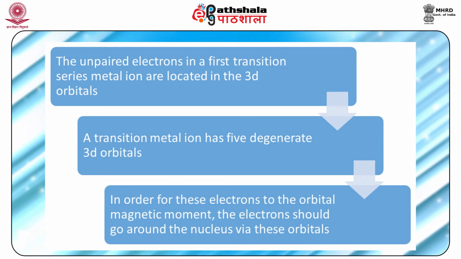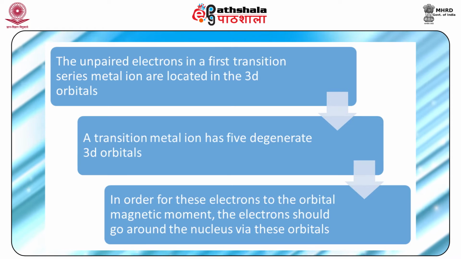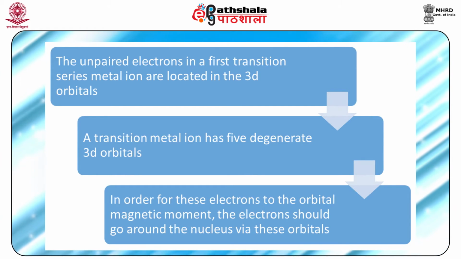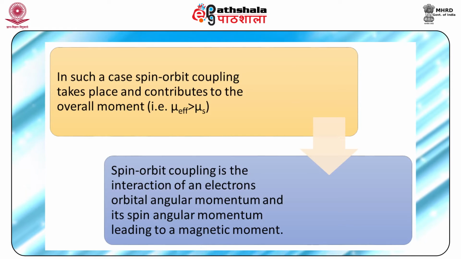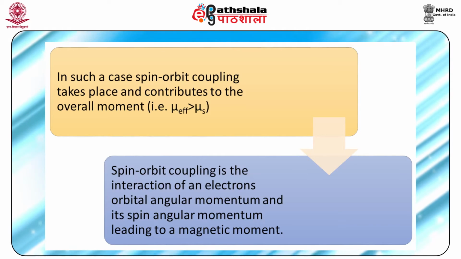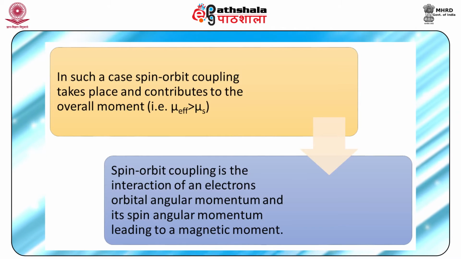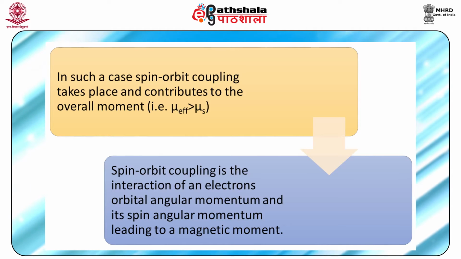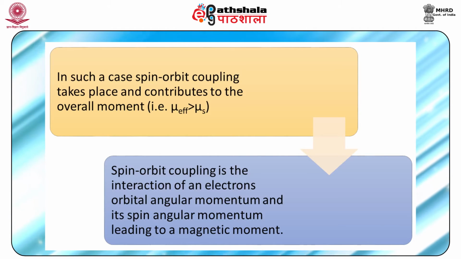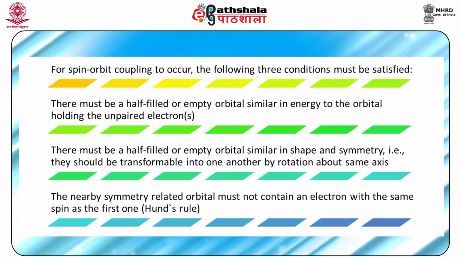In order for these electrons to contribute the orbital magnetic moment, the electrons should go around the nucleus via these orbitals. In such a case, spin-orbit coupling takes place and contributes to the overall moment. It explains why mu effective is greater than mu s. Spin-orbit coupling is the interaction of an electron's orbital angular momentum and its spin angular momentum, leading to a magnetic moment. For spin orbit coupling to occur, the following three conditions must be satisfied.